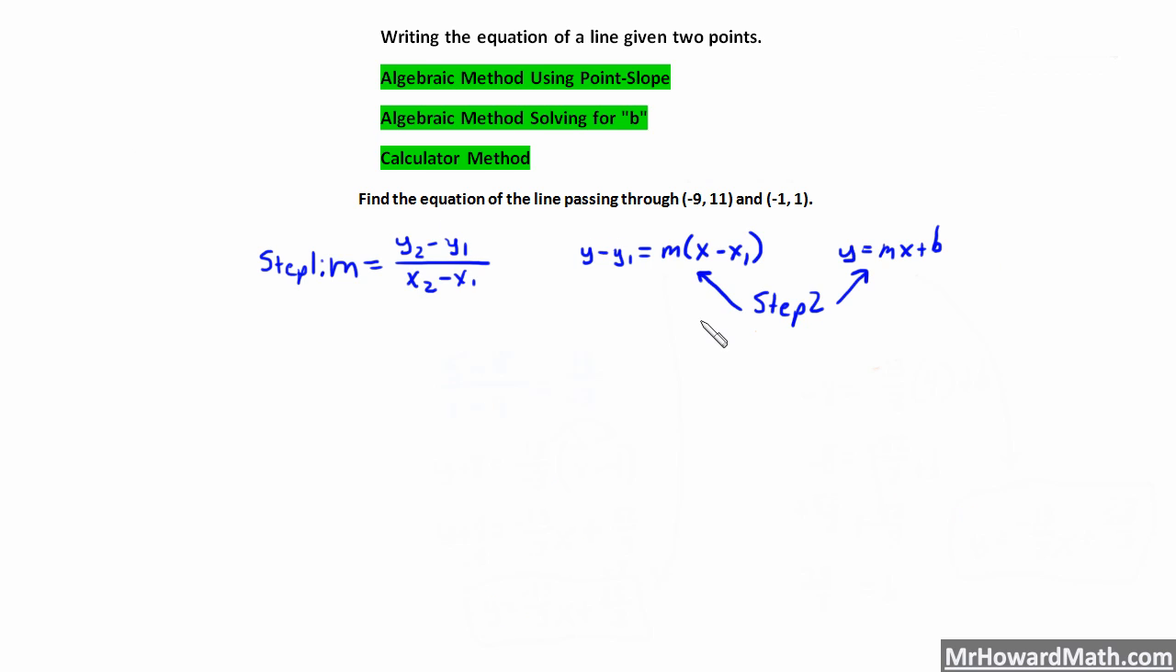All right. Here we have another example. So this time, find the equation of the line passing through -9, 11 and -1, 1. So let's label our x1 and y1 and x2 and y2 here. Alright, so let's find our slope using our step 1 formula, our slope formula. So that's y2, 1 minus y1, 11 all over x2, -1, minus x1, which is -9. So it's minus -9, so that becomes plus 9.